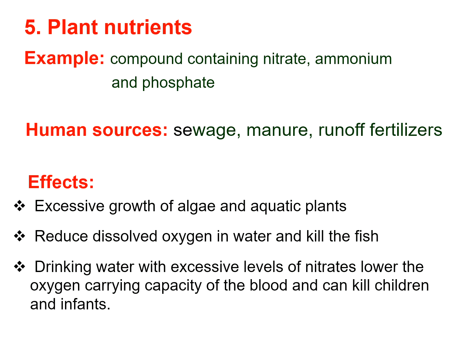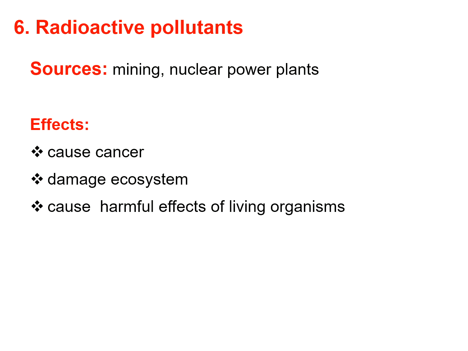Drinking water with excessive levels of nitrates lowers the oxygen carrying capacity of the blood, and if it is extreme, it can also kill human beings. Nowadays more children are killed in rural areas due to these plant nutrients or toxic chemicals. Next one is the radioactive pollutant. If radioactive wastes are simply dumped into a river, ocean, or sea, these waters will also be polluted, which will also cause water pollution.